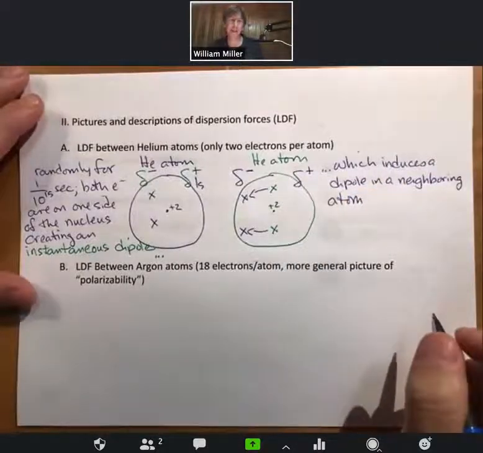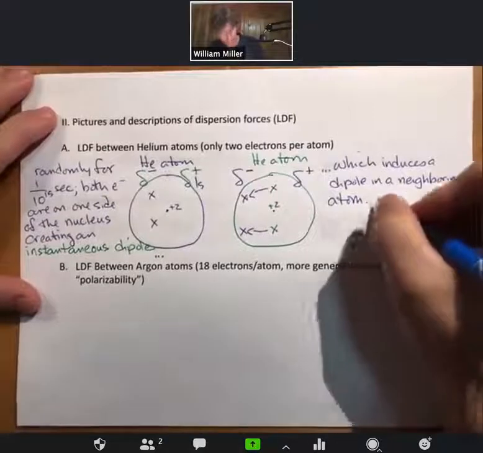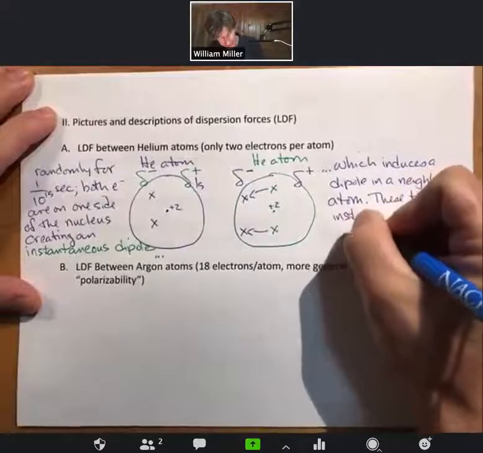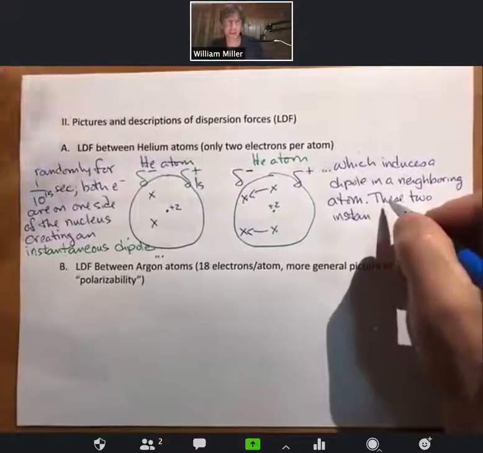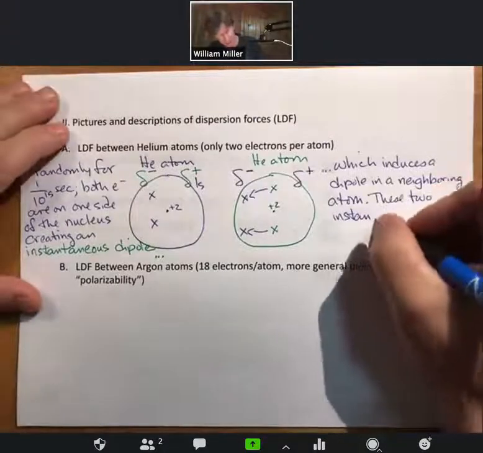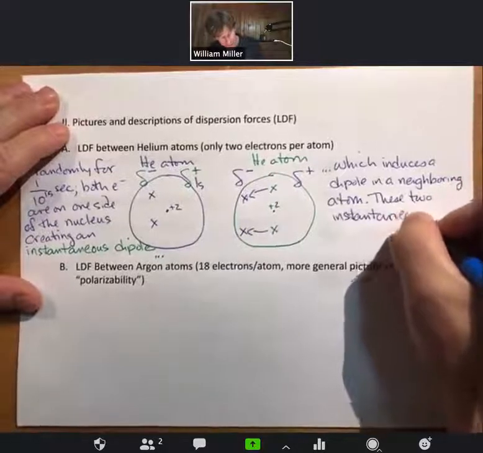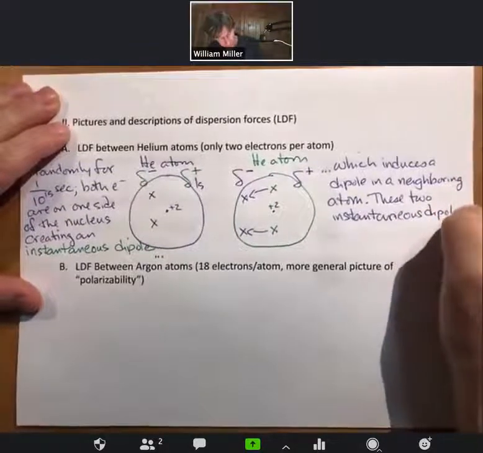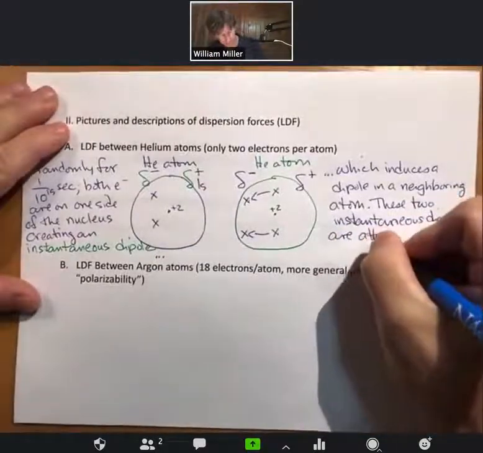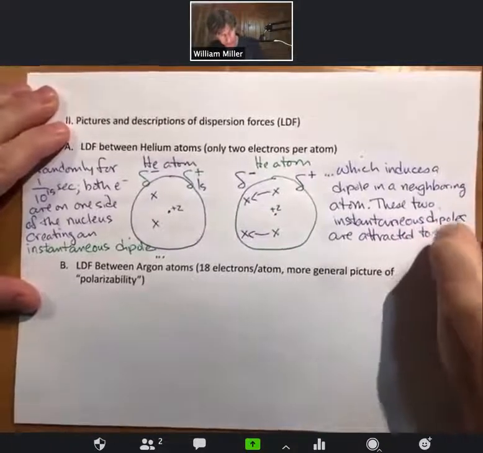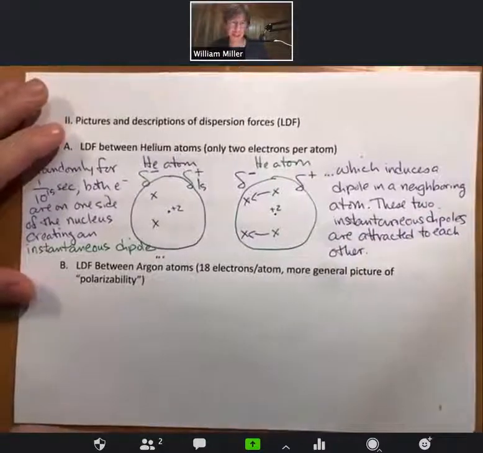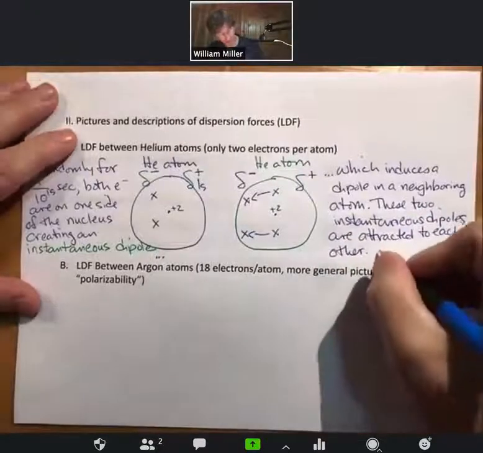And these two dipoles are attracted to each other. These two instantaneous dipoles, because this induced dipole is still only there for 1 over 10 to the 15th seconds, are attracted to each other. This is the LDF attractive force.